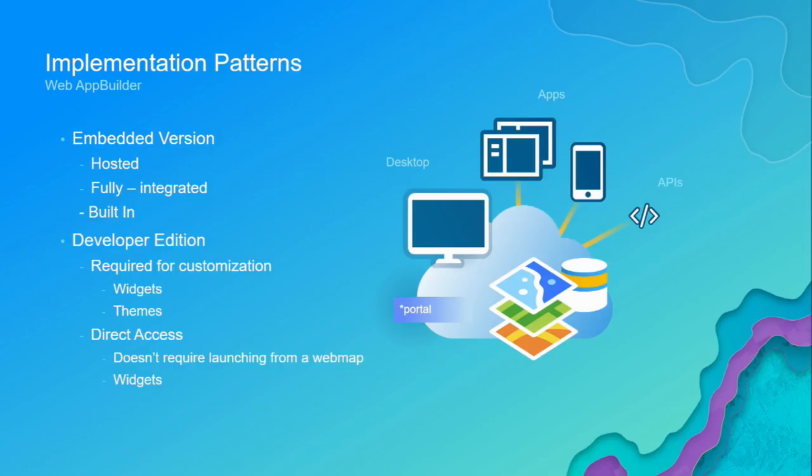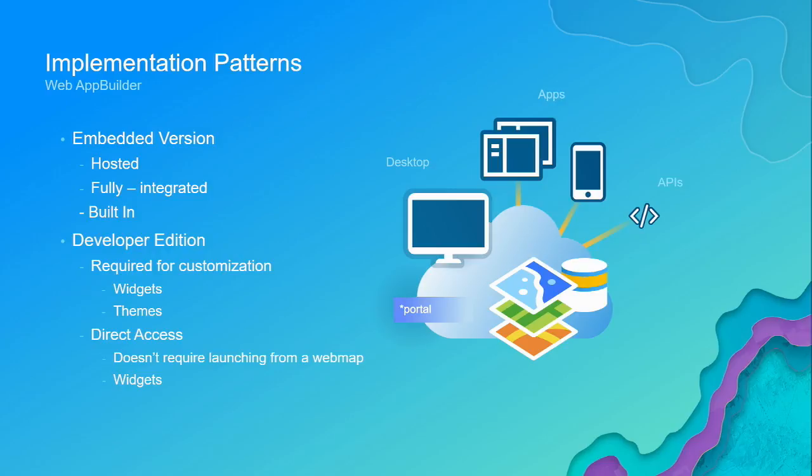So the embedded version, you're kind of limited customization-wise to what we provide in terms of widgets and themes. It's not really supported to change or modify that built-in version. With the developer edition, that world kind of opens up, and we as developers can go in, create our own widgets, modify themes, run code. We can have direct access to that app.